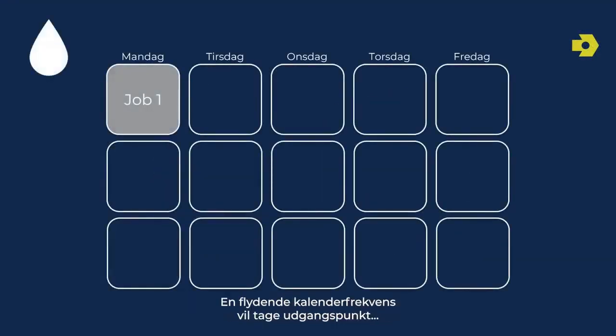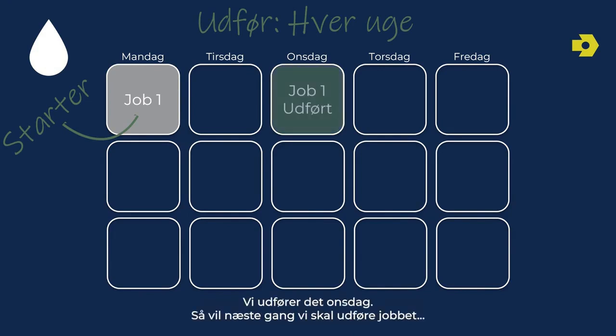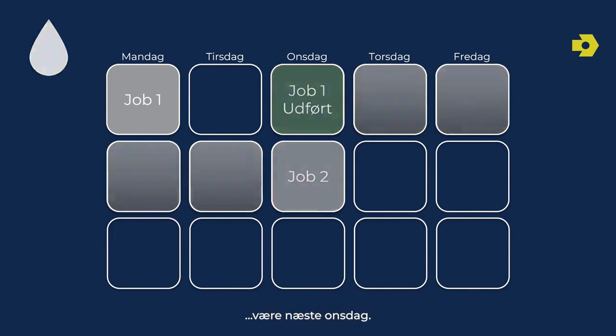A floating calendar frequency will be based on when the task was last completed when planning a new date for the task's execution. So if the job is to be performed every week, starting on Monday, and we perform it on Wednesday, then the next time we need to perform the job will be the following Wednesday.